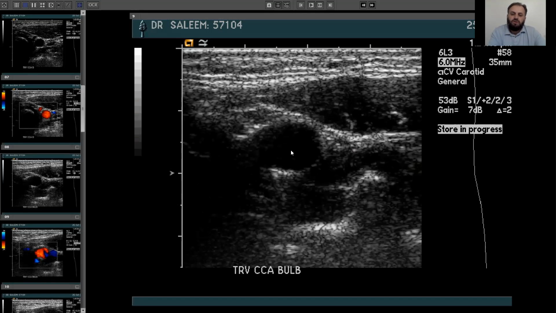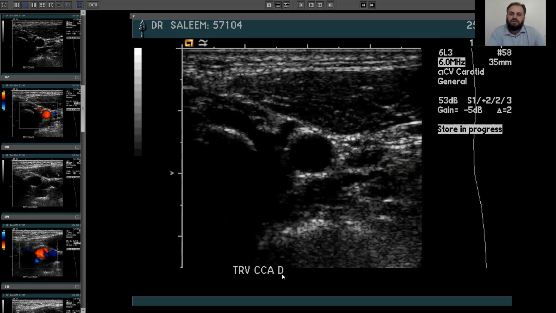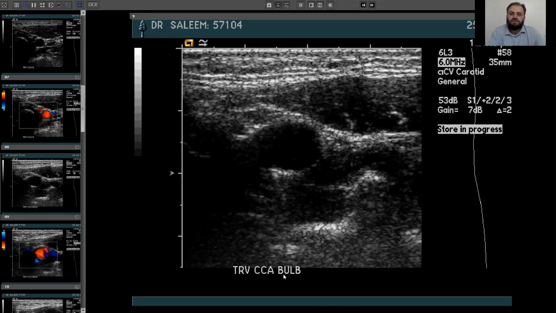Okay, if you look, the difference between this, which was a distal portion, and here, this is the bulb. So transverse CCA, the bulbous area, is like an egg shape or oval shape. So it's not rounded anymore, because it was rounded like here, but it's not rounded anymore.